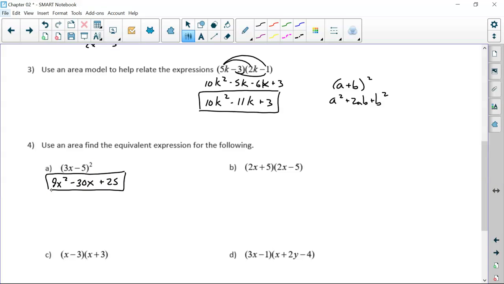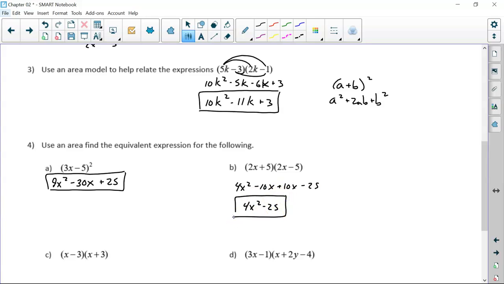For part B, we're going to multiply. 2x times 2x is 4x². 2x times negative 5 is negative 10x. 5 times 2x is plus 10x. And then 5 times negative 5 is negative 25. So we combine, we get 4x² minus 25.